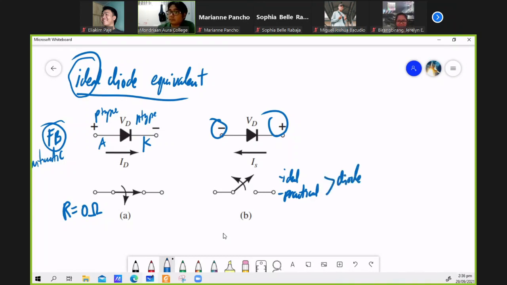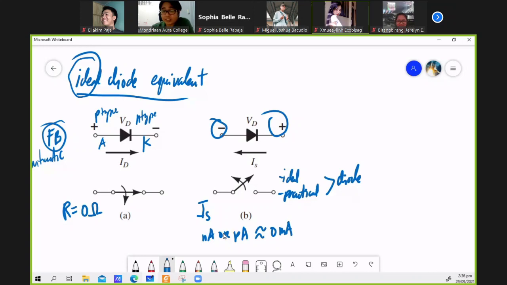Okay? So matik yan, no? Kapag reverse bias, pwede nating i-assume na open circuit siya. So walang dumadaan na kuryente, but yung practical diode in reality, di ba, may dumadaang kuryente sa diode kapag naka-reverse bias, but it is very, very small. Ang tawag doon ay I sub S, or the leakage current, or the reverse saturation current, which is in the range of nanoamperes or picoamperes, which is approximately equal to 0.